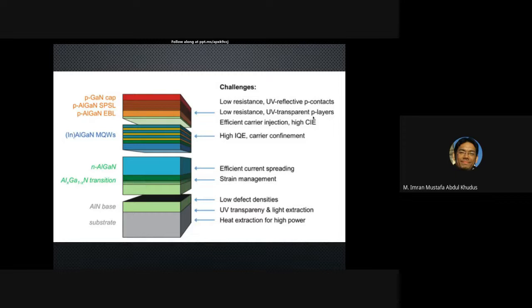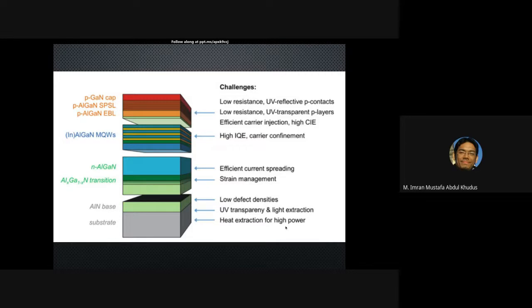Getting low resistance UV P transparent layers and highly efficient carrier injection is also a big problem because you get a lot of leakage, right? High EQE is a problem. Carrier confinement is a big problem. Activation of P-type AlGaN is also quite low, only a few percent, if that, in the P-type. Efficient current spreading in the N-AlGaN is a problem. Below this is all about crystal quality, right? So these three have to do with the quality of the crystal. And heat extraction for high power is a problem.